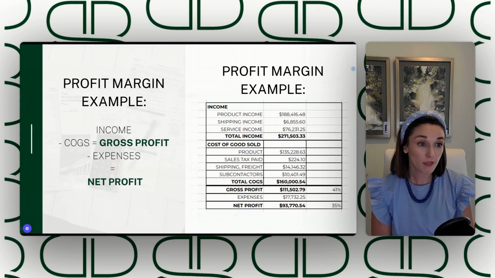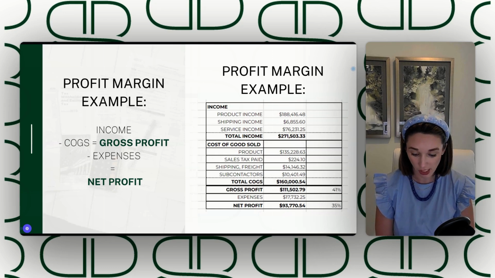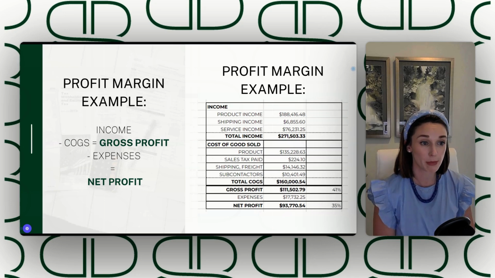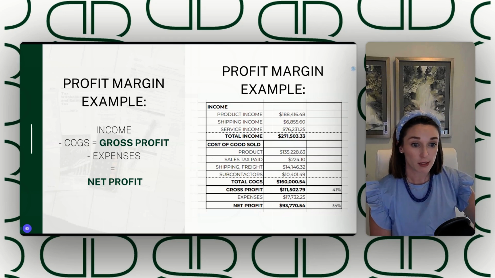For a net profit margin of 35%. So the actual profit margin is 35, and our goals were 20 to 30%. So this project is doing great based off of those metrics.